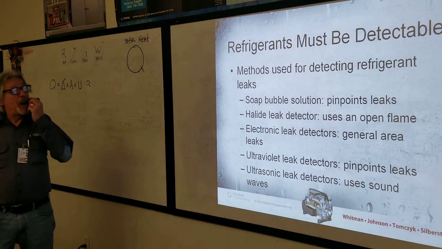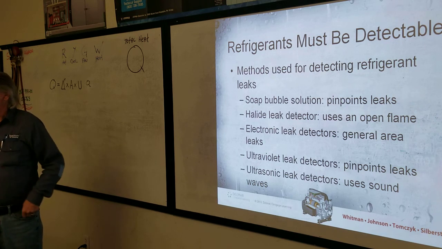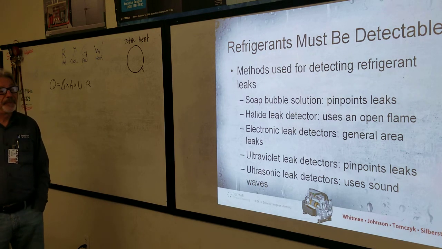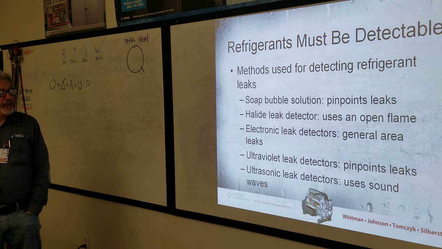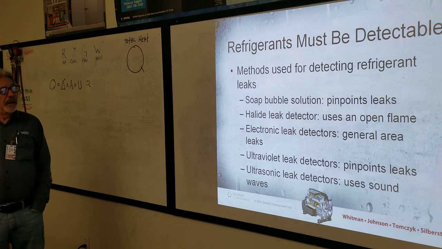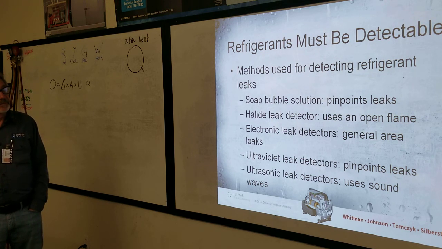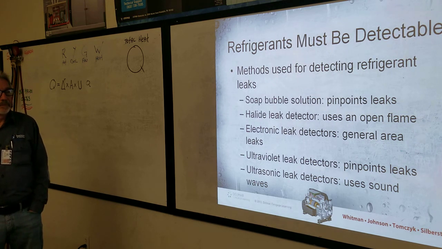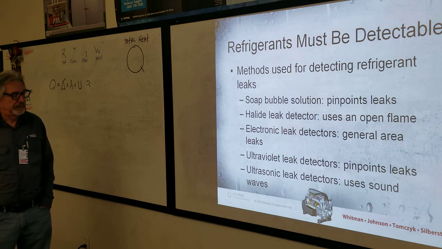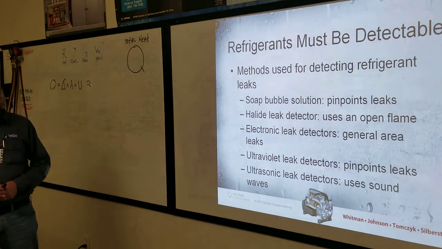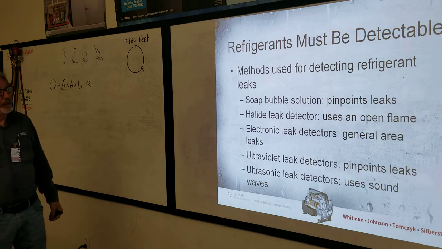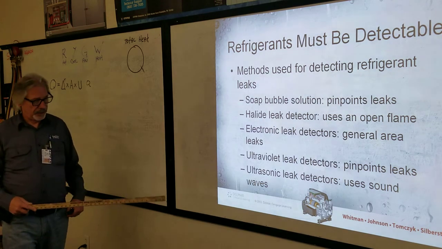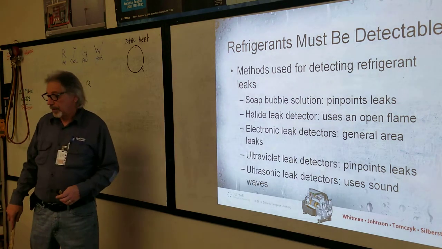Refrigerants must be detectable. Methods used for detecting refrigerant leaks: soap bubble solution pinpoints leaks. Halide leak detector uses an open flame. Electronic leak detector finds general area leaks. Ultraviolet leak detector pinpoints leaks. Ultrasonic leak detector uses sound waves. So we've got different types of leak detectors that we can use to detect refrigerant.